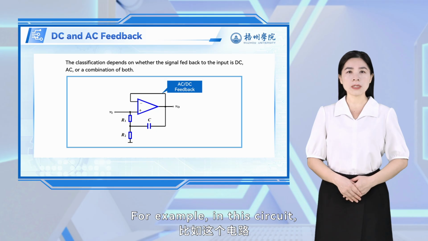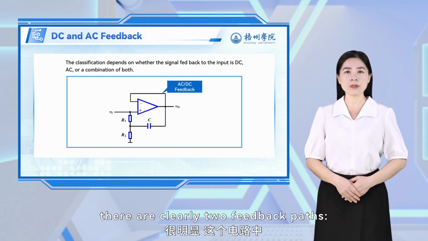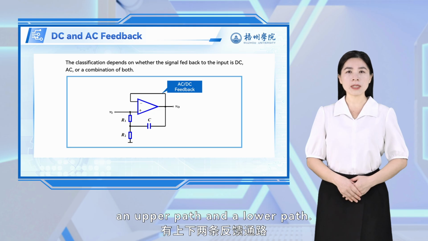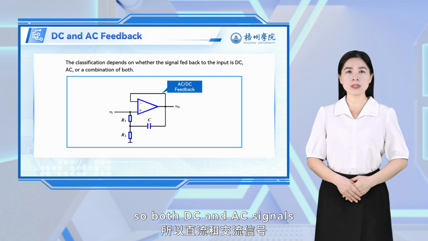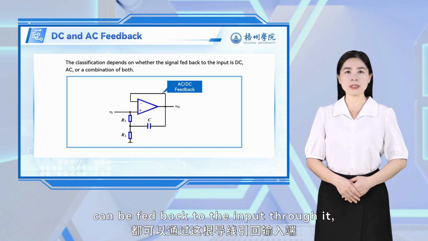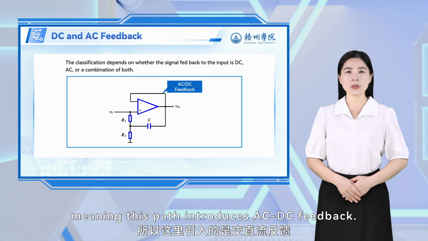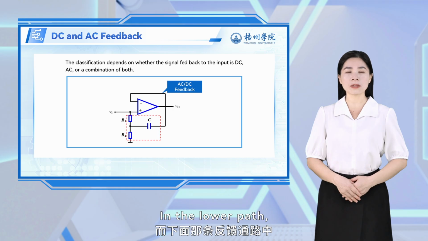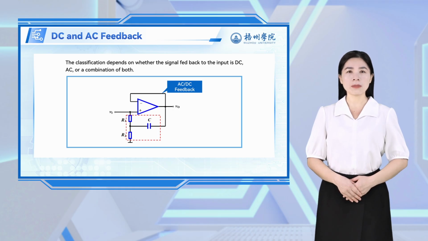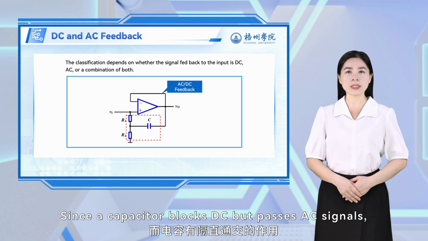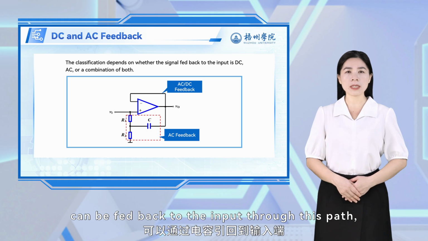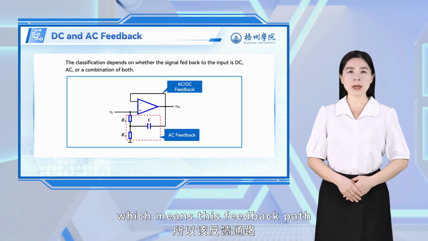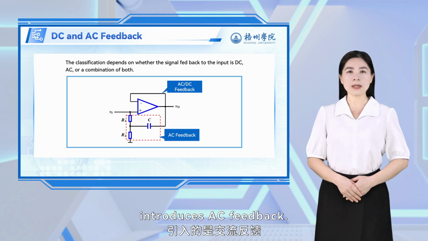For example, in this circuit, there are clearly two feedback paths, an upper path and a lower path. The upper path is just a wire, so both DC and AC signals can be fed back to the input through it, meaning this path introduces AC-DC feedback. In the lower path, there is a capacitor in series. Since a capacitor blocks DC but passes AC signals, only AC signals can be fed back to the input through this path, which means this feedback path introduces AC feedback.